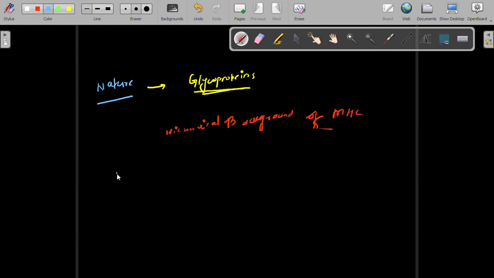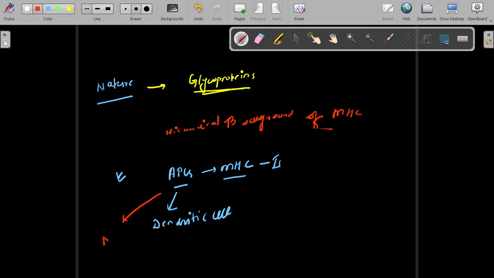And class 2 MHC molecules are found on the APCs, antigen presenting cells, and these cells are dendritic cells, macrophages, and B cells, plus other cells.